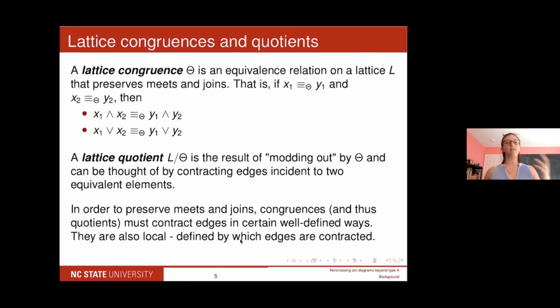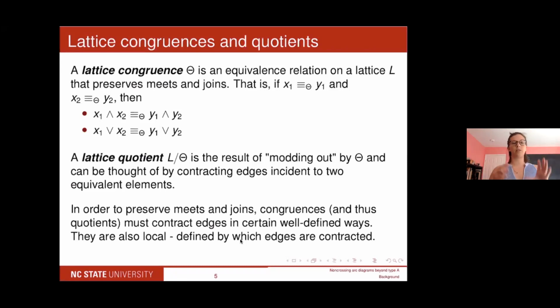But that's a lattice. Something that might be new, so technically maybe not background, is that a lattice congruence theta is an equivalence relation on a lattice L that preserves meets and joins. So if we have x1 congruent to y1 and x2 congruent to y2, then x1 meet x2 will be congruent to y1 meet y2, likewise for joins. This is an analog of a group theoretic or even a number theoretic idea of congruence. And then the lattice quotient is the result of modding out by that lattice congruence. You can actually think of these as squishing, contracting edges between 2 equivalent elements.